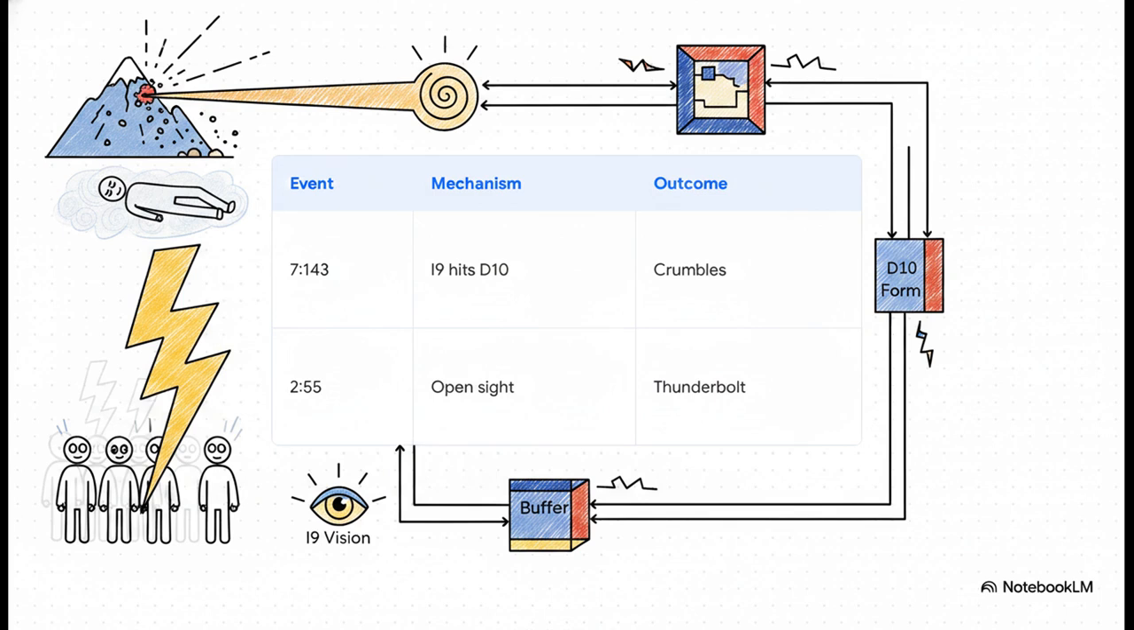We see this overload happen again in verse 2:55. Bani Israel demands open, direct sight, and bam, a thunderbolt strikes them dead before they're revived. It's the ultimate penalty. The physical D10 state can never own the I9 vision without a buffer. Trying to do so just fries the circuit.